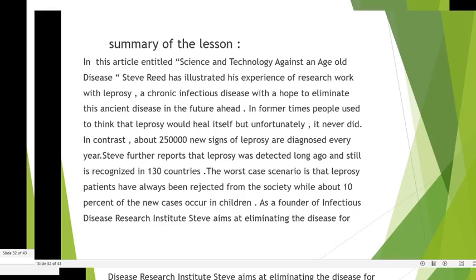In former times, people used to think that leprosy would heal itself, but unfortunately it never did. In contrast, about 250,000 new signs of leprosy are diagnosed every year.